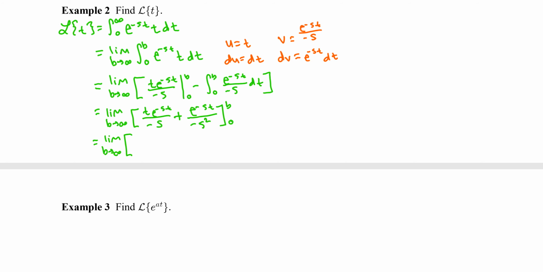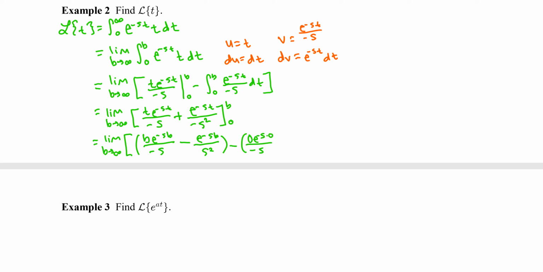Remember, since t is our variable of integration, 0 and b are getting plugged in for t, not s. Don't let that trip you up. So we have b e to the negative sb over negative s. Let's go ahead and make this minus e to the negative sb over s squared. There's our upper limit.